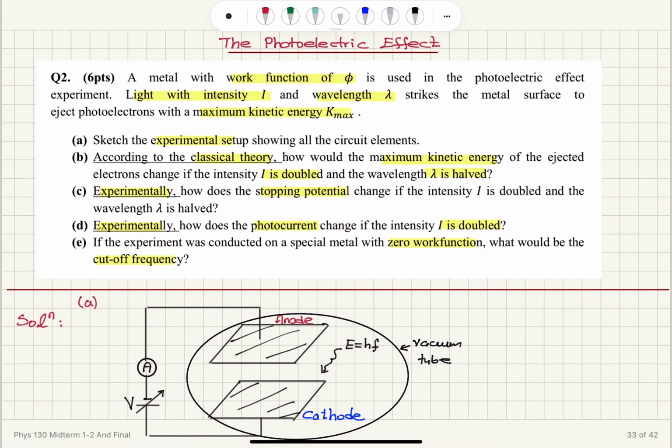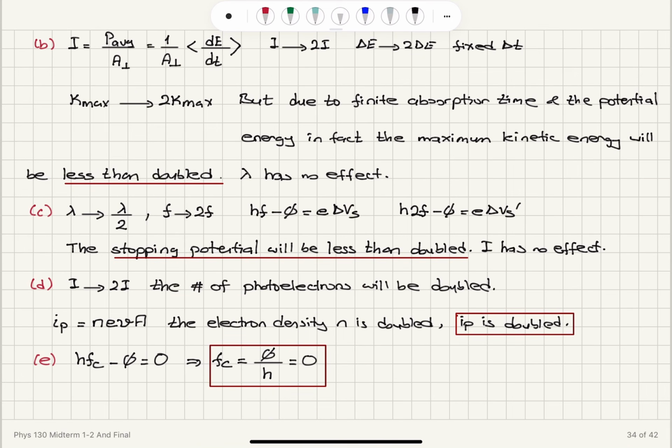In part E, if it were possible to have a special metal with zero work function, what would be the cutoff frequency? Well, the cutoff frequency is work function phi divided by h, and if phi is 0, cutoff frequency would be 0. So we would have at cutoff the onset of a photocurrent. That means we have a 0 maximum kinetic energy of the electrons.